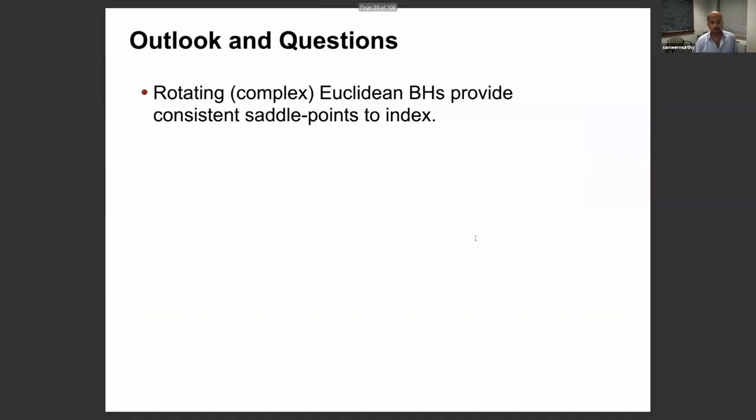So I'll just end with some comments. What we've shown is that there are these rotating Euclidean black holes which can provide consistent saddle points to the index for four-dimensional flat space. This could contribute to the question of which saddles contribute to the path integral in general. These are complex. It's fairly compelling that these are the right saddle points to the Gibbons-Hawking path integral for the index.